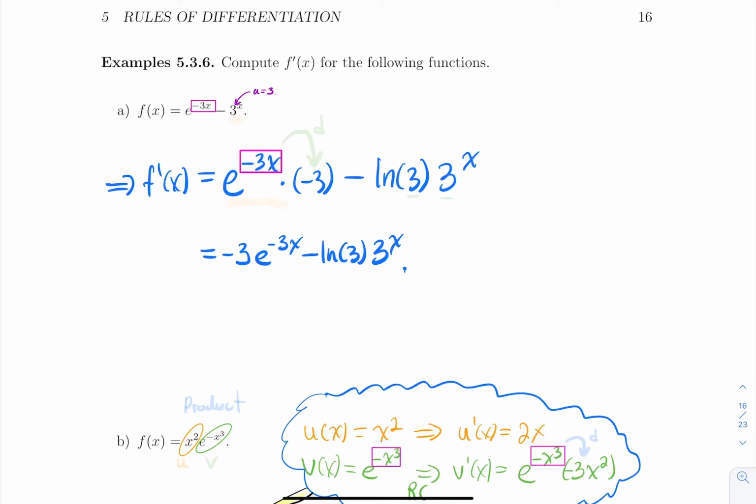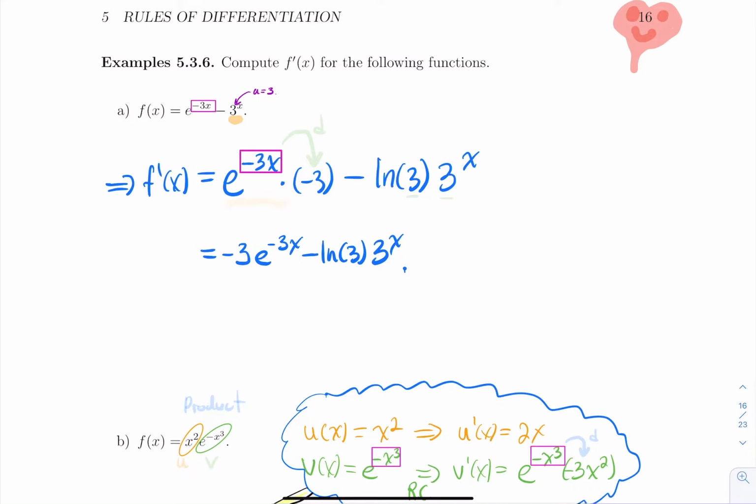Hello everyone, let's do more examples using the chain rule. So here we go. The first function is the derivative of e to the power minus 3x minus 3 to the power x. Be careful, the second term here is an exponential function using a base equal to 3, so I'm going to use the general exponential rule for that term. But the first term is a function inside a function. It's not just e^x, it's e to the power of something. So I need to use the chain rule.